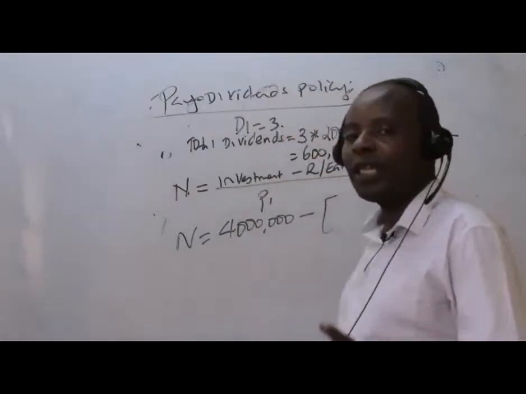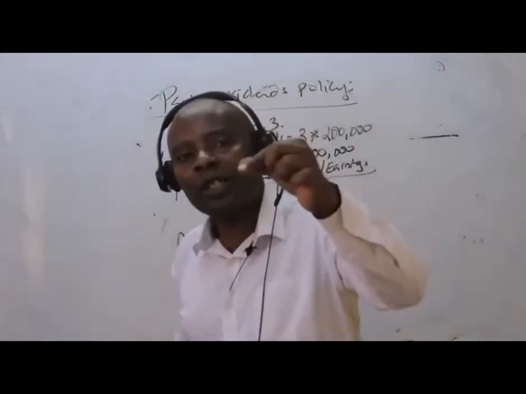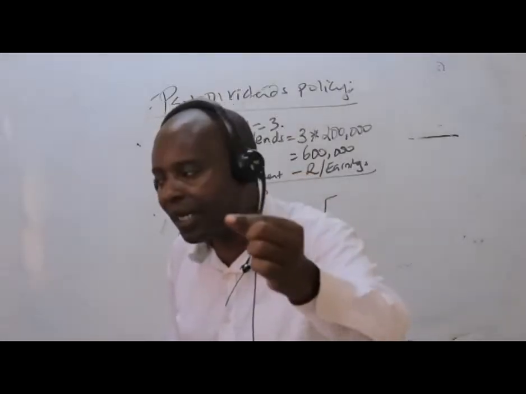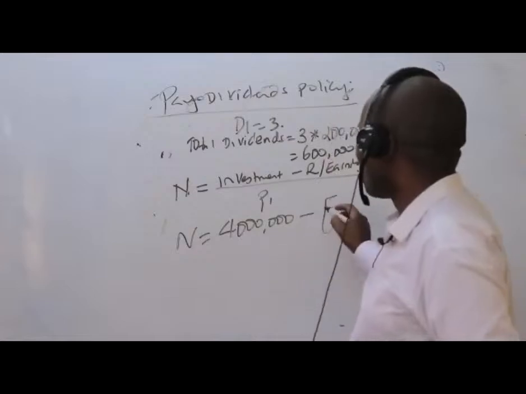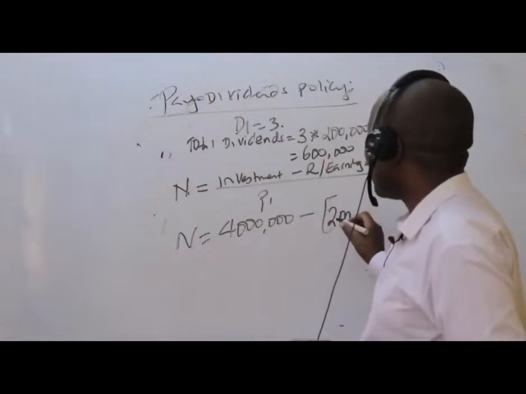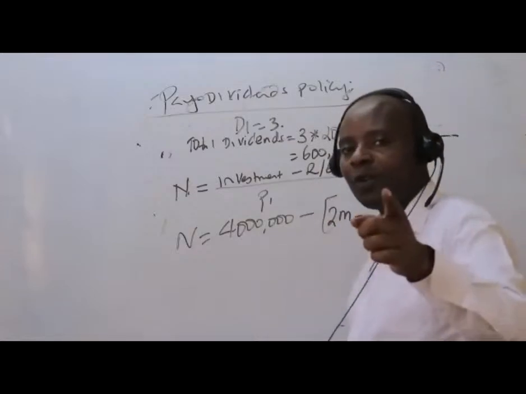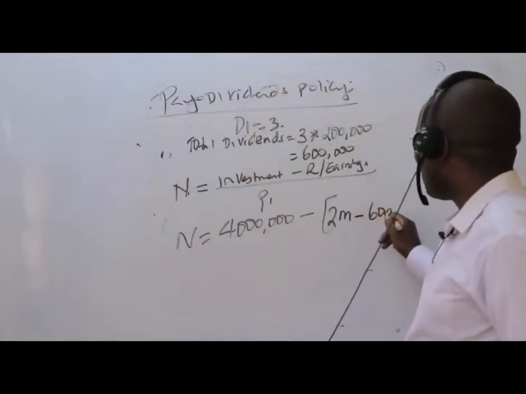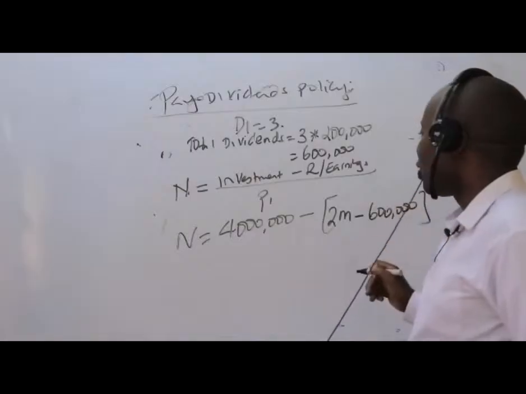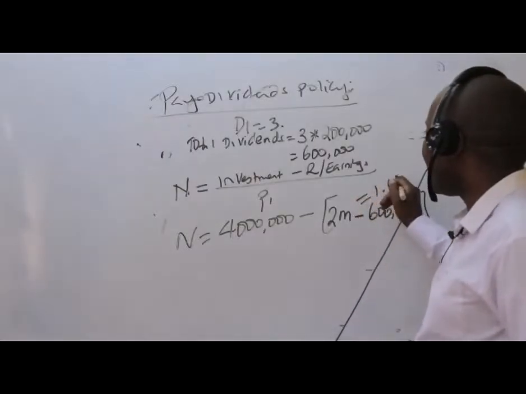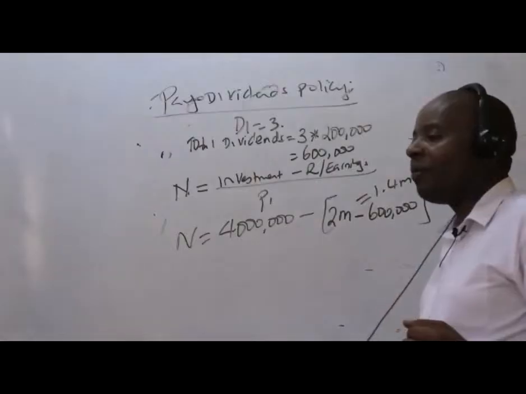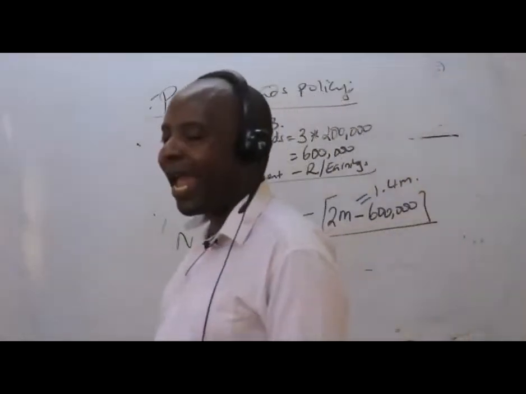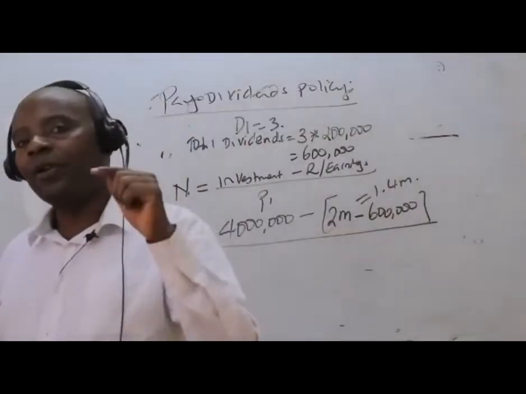How do I get retained earnings? Retained earnings is a function of profit. How much profit was generated by this company? 2 million was generated by this company, minus the 600,000 that the company decided to give out. So I can see somebody telling me that the retained earnings are 1.4 million. Come here and divide this by the price at the end of year 1.